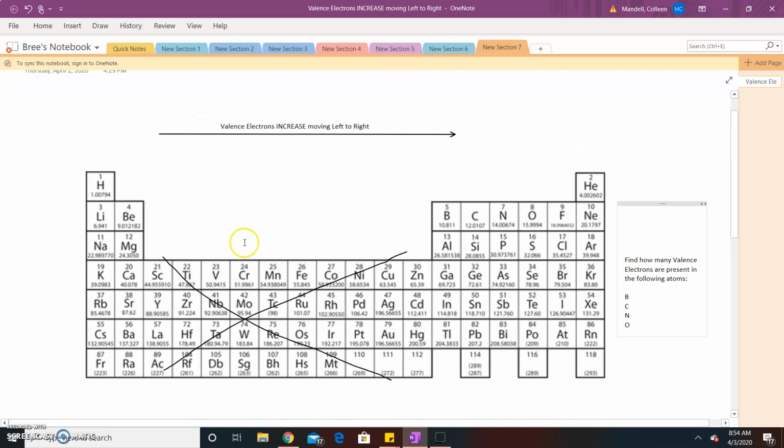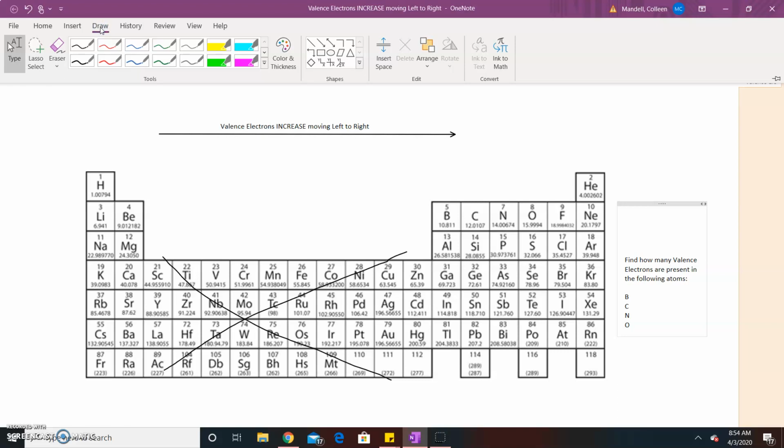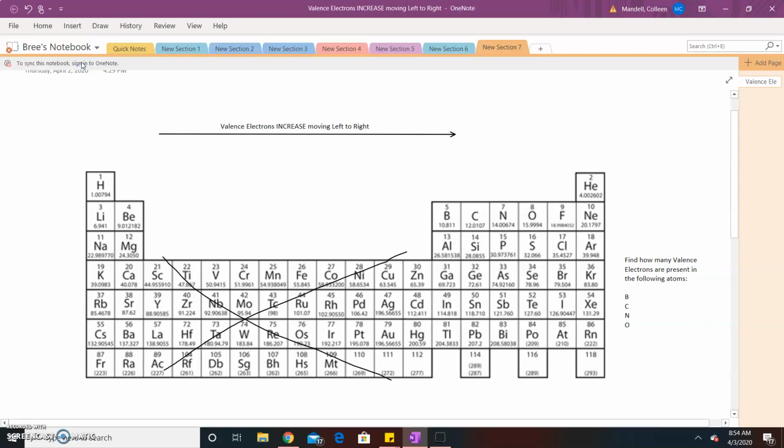Alright, I'm going to go ahead and get started then. So, I know that valence electrons increase moving left to right. That's why I put this arrow up top. Valence electrons increase moving left to right. So let's go ahead and write down how many valence electrons are going to be in each column. This is going to be 1. That whole column is 1. This is going to be 2 because I'm increasing going left to right.